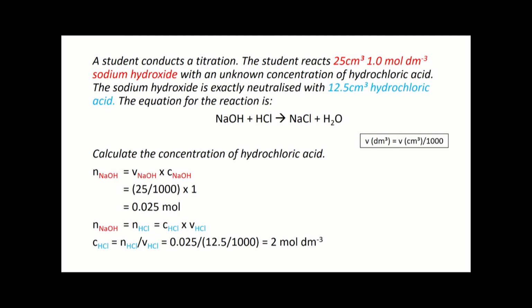We can see that that equals the number of moles of hydrochloric acid, that being the same as the number of moles of sodium hydroxide. And we're going to divide that by the volume of hydrochloric acid that we've used. Now again, look, the volume is 12.5 centimeters cubed, so we're going to divide that by 1,000 to make it into decimeters cubed. And you can see that's why 12.5 is over 1,000 there. Okay, so 0.025 divided by 12.5 over 1,000 actually turns out to give us 2 moles per decimeter cubed, and that is the concentration of the hydrochloric acid that we've calculated from this experiment.